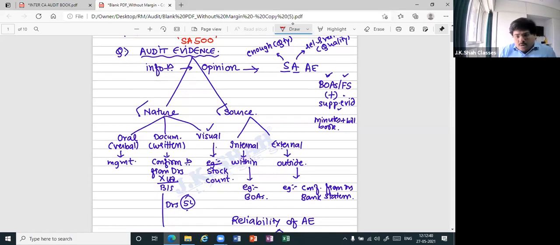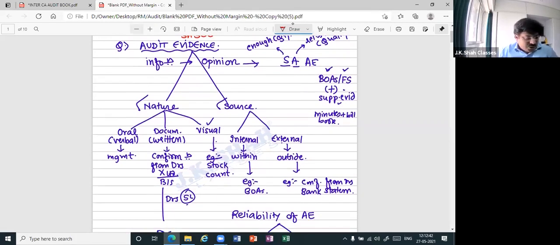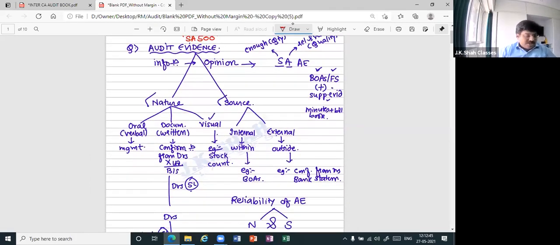Till here, all cool? Come on, first answer this much, then we go to the reliability question. Firstly, what do you mean by audit evidence? Any information on which the auditor bases his opinion is known as audit evidence. It should be sufficient and appropriate. Audit evidence only means the books of accounts and financial statements? No. Does it also mean other information? Yes. Other information is basically your supporting evidence. Simple examples of supporting evidence are minutes book, bills, invoices, etc.